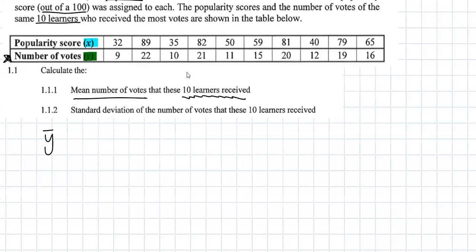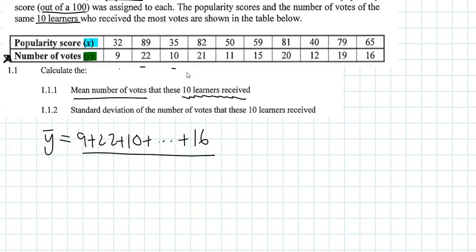So our Y bar is equal to 9 plus 22 plus 10 plus all the numbers in between, 21, 11, and so on, all over the total number of items, 1, 2, 3, 4, 5, 6, 7, 8, 9, 10. You put this in your calculator, and it simplifies to 15.5 as the mean.